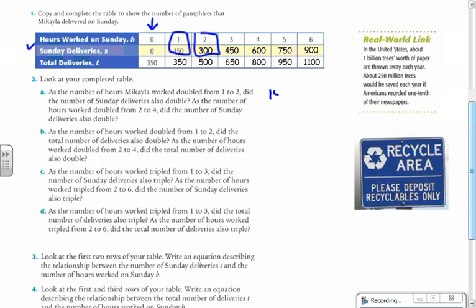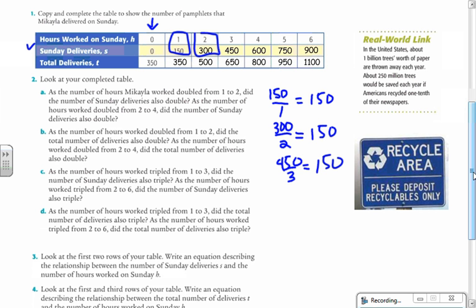But if you take 150 divided by 1, so 150 delivered in 1 hour, and divide that out, you get 150. If you take 300 and 2 hours, you also get 150. If you do 450 and 3 hours, you also get 150. When that happens, you have a direct variation. So Sunday deliveries is a direct variation.